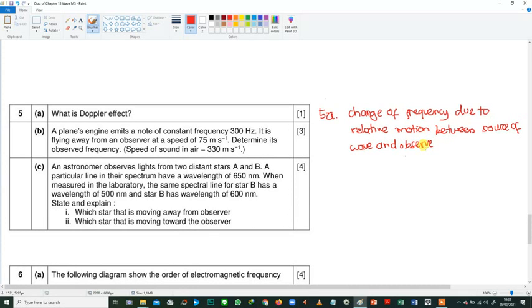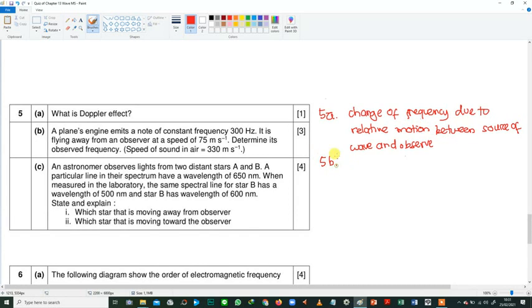So you know already that when the source of the wave or the sound is moving toward the observer, the frequency will increase, and if it is moving away, the frequency will decrease. That's why there is a change of frequency, because of the relative motion.